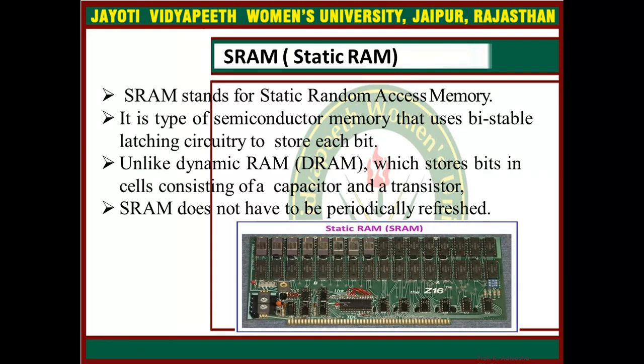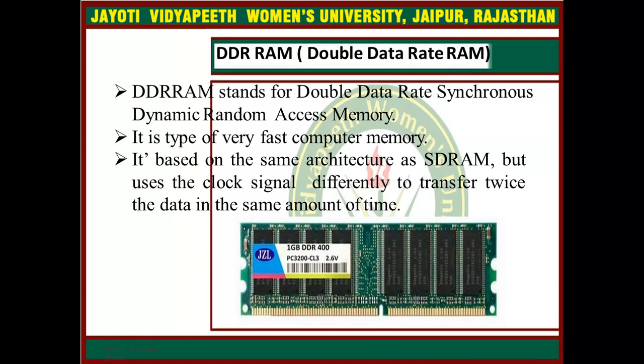Now static RAM, in short you can call it SRAM. It is a type of semiconductor memory that uses bistable latching circuitry to store each bit. Unlike dynamic RAM, which stores a bit in cells consisting of a capacitor and a transistor, SRAM does not have to be periodically refreshed. Now we come to the double data rate, that is DDR RAM.